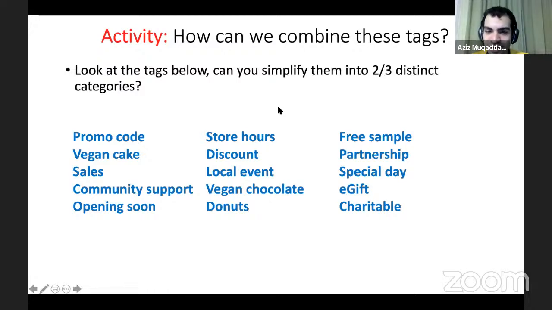Here's another mental exercise. Read these tags carefully, these words, and try to produce 2 to 3 categories that sum them up. What 3 categories could you produce that account for basically all of the tags you see on the screen? And feel free to type your answer in the chat as well.